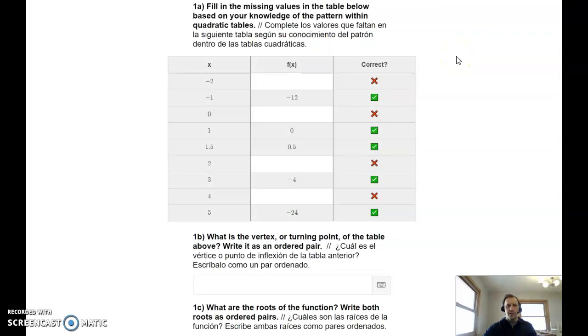Your turn to then fill in these missing values based on your knowledge of a quadratic table. So if you can find that symmetry, see what you can do here, okay? And so remember, find that symmetry, where's it happening, and how can you move forward from there, okay?